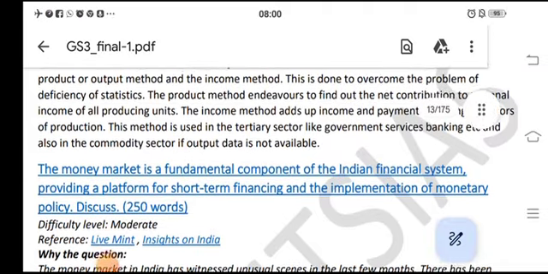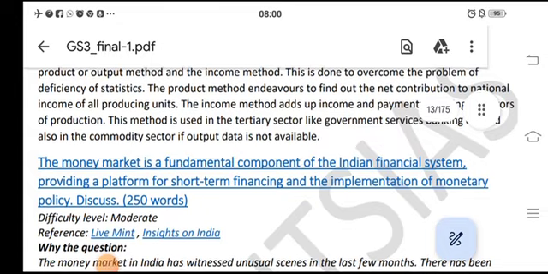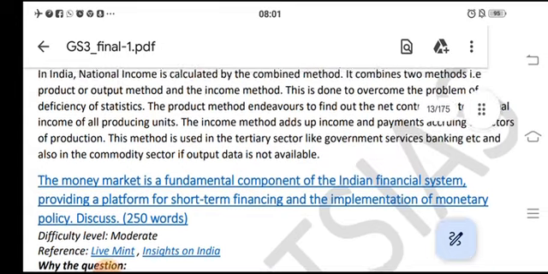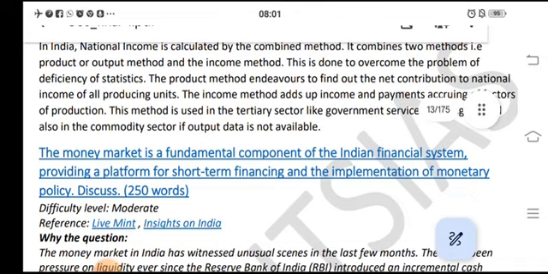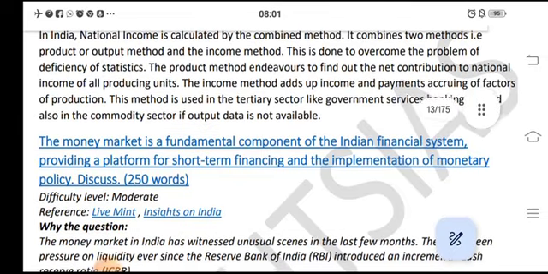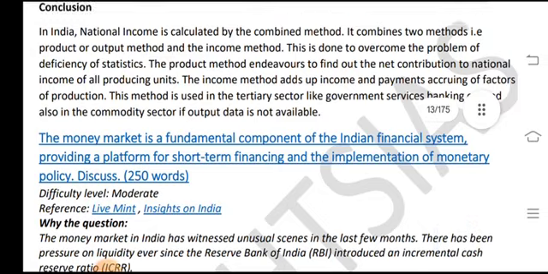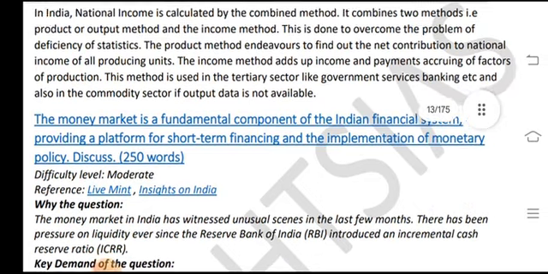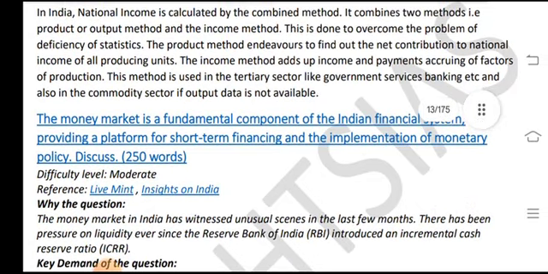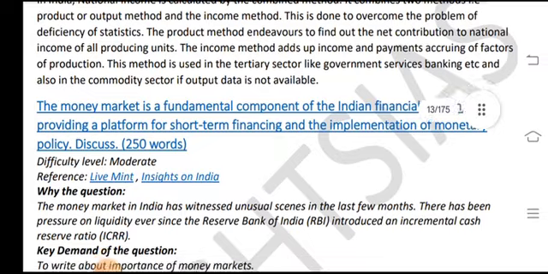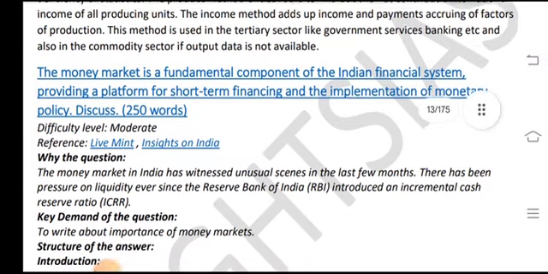This is done to overcome the problems of the deficiency of statistics in the production method. Individually, to find out the net contribution to the national income of all the producing units, the income method adds up the income and the payments received by the factors of production. This method is used in the tertiary sector, like government services, banking, etc., and also in the commodity sector if output data is not available.